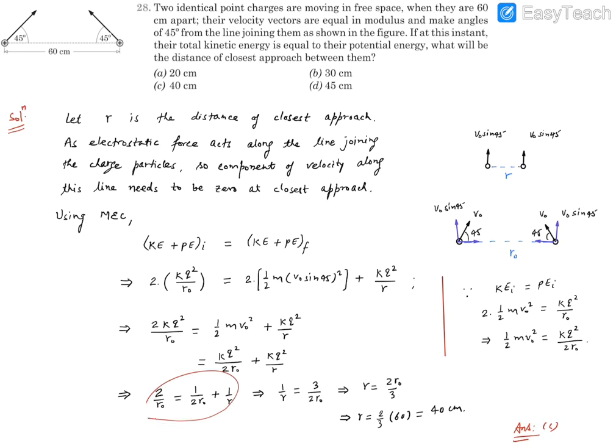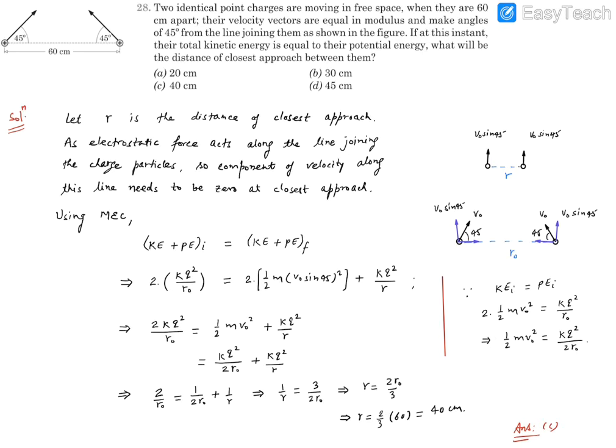Now r0 is known to us, r has to be found out. This is a simple equation. So from here 1 upon r can be written as, take this term this side, so it's 2 minus half, that is 3 by 2 r0. Upside down, that means small r is equal to 2 r0 by 3. Now r0 was given to us, which is 60 centimeter. So it's like 2 by 3 of 60, which comes out to 40 centimeter. That means the closest separation is going to be 40 centimeter.